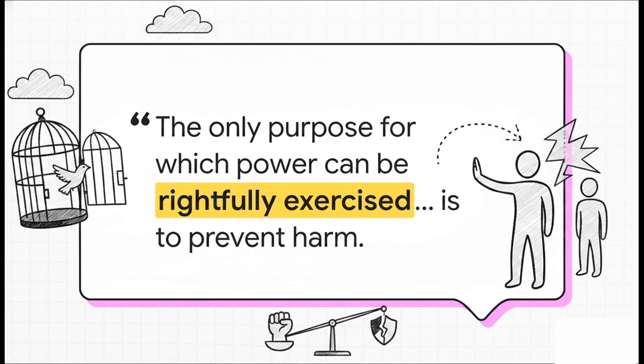John Stuart Mill perfectly captures how theorists draw the line to prevent absolute freedom from becoming a license to just abuse others. He wrote, "The only purpose for which power can be rightfully exercised over any member of a civilized community against his will is to prevent harm to others." And you'll often hear this referred to as the famous harm principle.